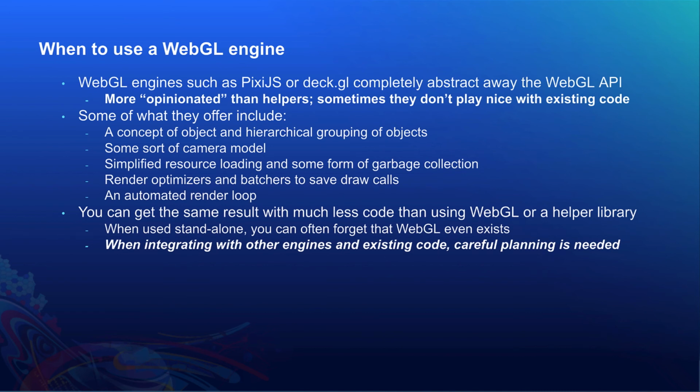Often, they also have a way to create WebGL context and render loop for you. Using an engine, you can get the same result with much less code than using WebGL or even a helper library. Often, the developer does not even have to be aware of WebGL. On the other hand, when integrating with existing code, careful planning is needed. For starters, normally you wouldn't want an engine to create its own WebGL context and render loop. They should instead be sharing them with the code that is hosting them.